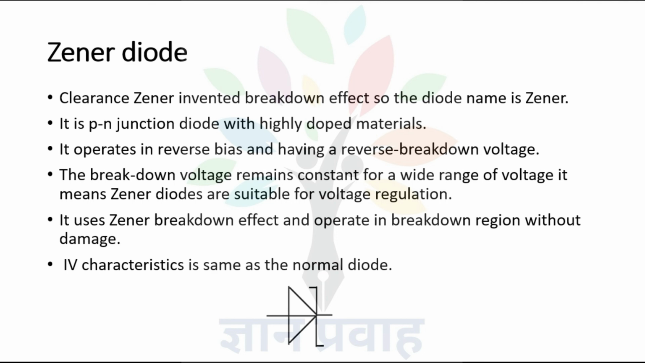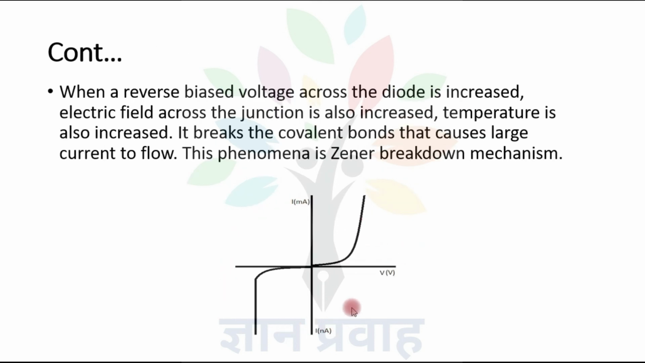The Zener diode works on the Zener breakdown mechanism. There are two possible mechanisms for breakdown, avalanche and Zener, and the Zener diode works on the Zener breakdown mechanism. The IV characteristic is the same as the normal PN junction diode, and the logical symbol for the Zener diode is given here. So this one is the IV characteristic for the Zener diode. It is nothing but the IV characteristic of a normal PN junction diode.